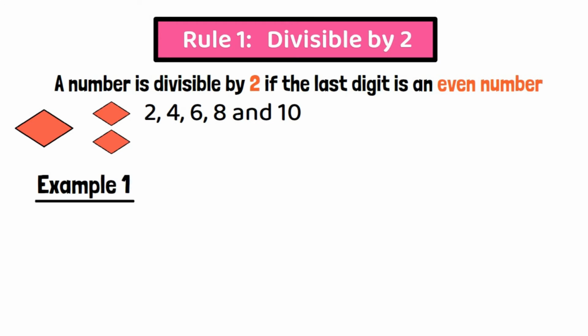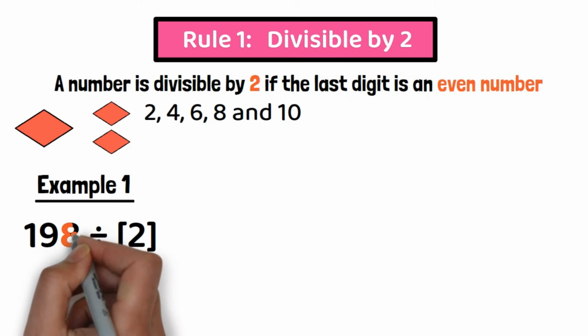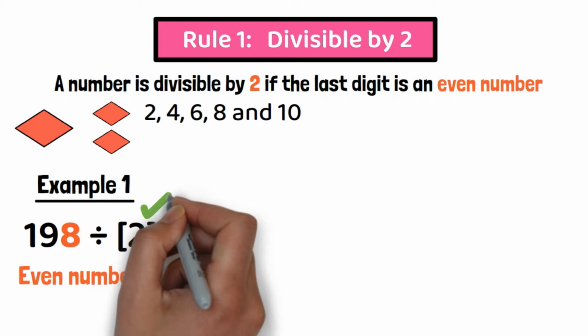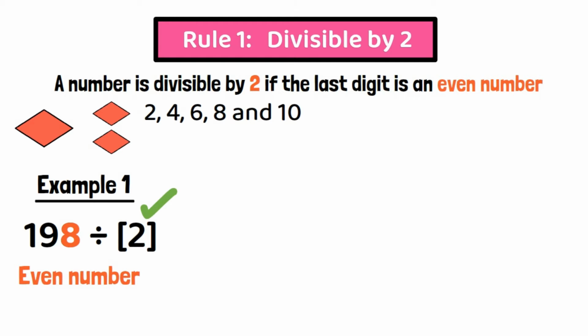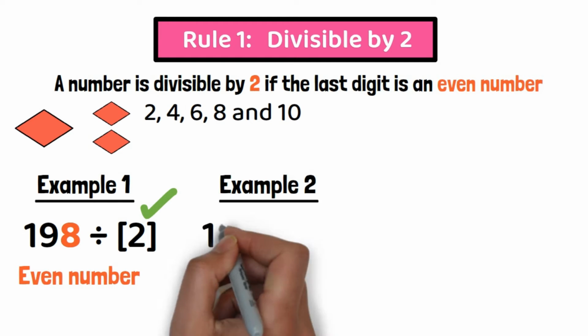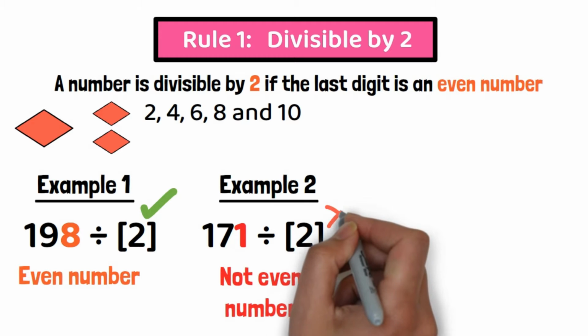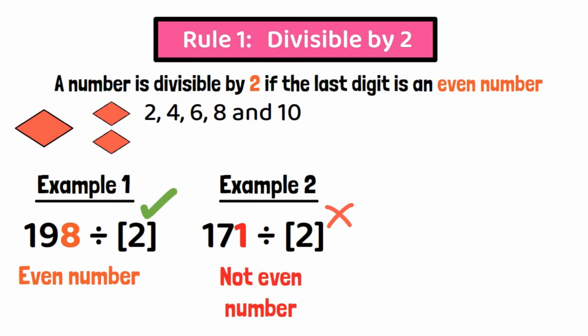Now let's check if 198 is divisible by 2. The last digit is 8, which is an even number. So 198 is divisible by 2. Example 2. Is 171 divisible by 2? The last digit is 1, which is not an even number. So 171 is not divisible by 2.